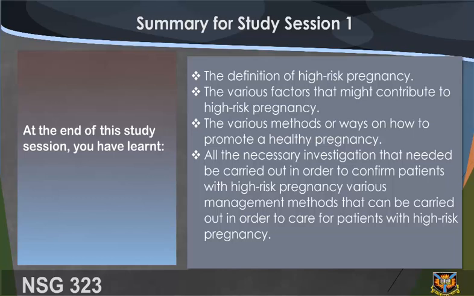Summary. At the end of the study session, you have learnt the definition of high-risk pregnancy, the various factors that might contribute to high-risk pregnancy, the various methods or ways to promote a healthy pregnancy, all the necessary investigations that need to be carried out in order to confirm patients with high-risk pregnancy, and various management methods that can be carried out in order to care for patients with high-risk pregnancy.